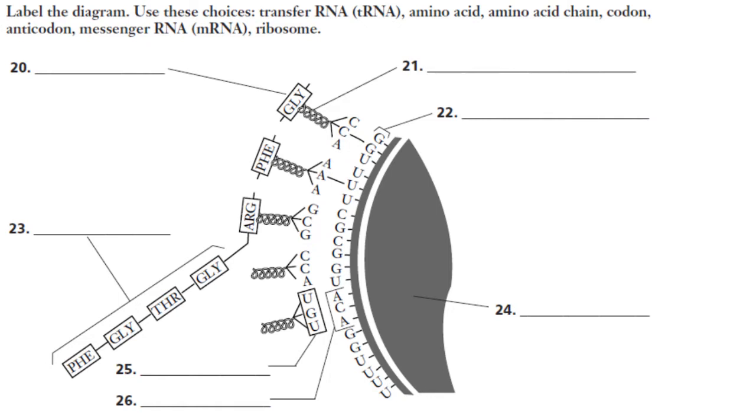Let's start here at 24. This is the ribosome, which is made up of RNA and protein. Now, the ribosome is the location for translation. If you see a long string of letters with U's in it, you're automatically looking at an mRNA.